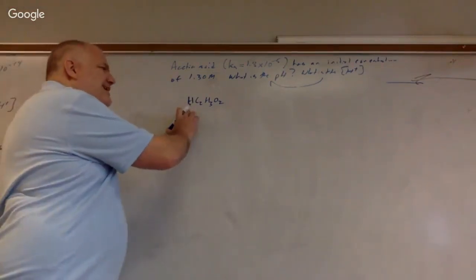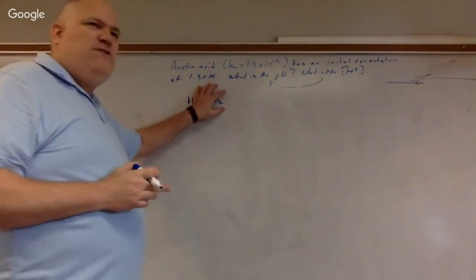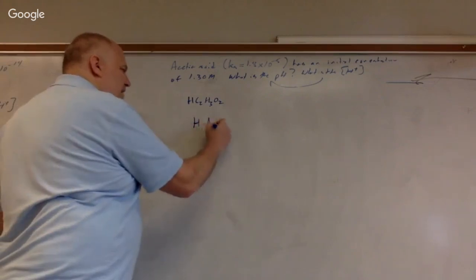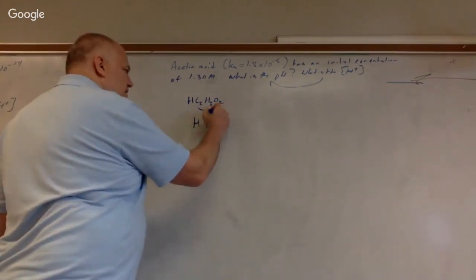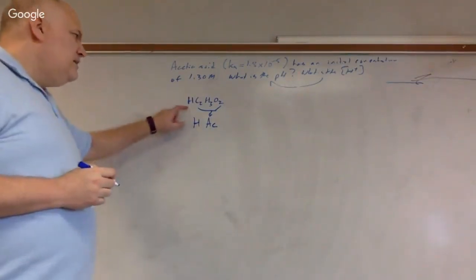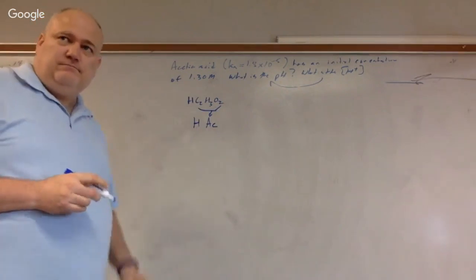So instead of calling it acetic acid and writing this whole thing out, we can make an abbreviation. So I like abbreviating this with AC. So this here becomes AC. So acetic acid becomes an H with our ending, AC.